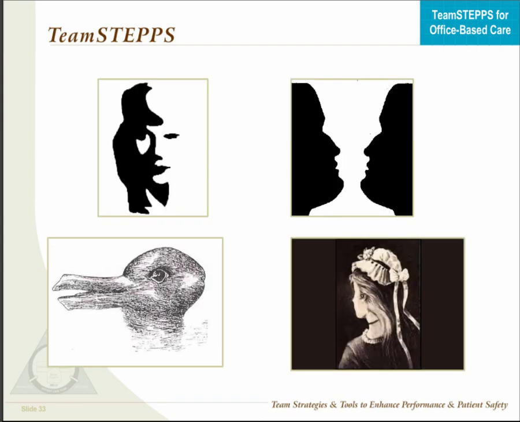If you've done any TeamSTEPPS training, you've probably seen a slide very similar to this where the bottom left photo is a picture of a duck and a rabbit, and the next one to the right of that is an old woman and a young woman. Up in the left corner is a saxophone player and a woman's face. It's interesting, I was doing this about a month ago and somebody said a saxophone player and Taylor Swift, which I thought was pretty specific. And then the top right one is a vase and two faces.